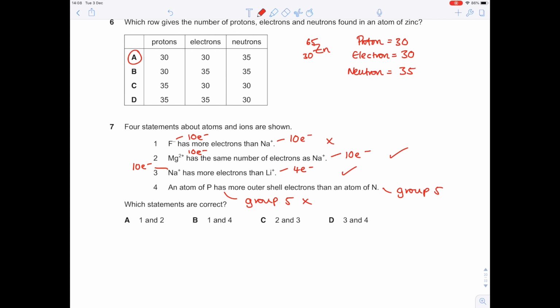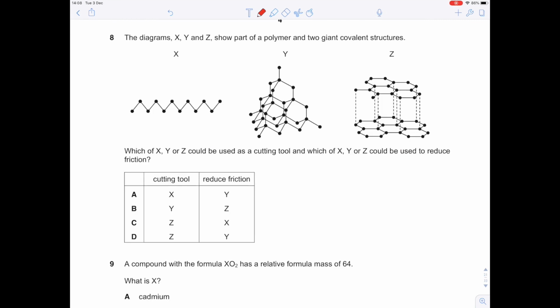So where I've put ticks against 2 and 3, which is C. So the answer here is 7C. The diagrams X, Y, and Z show part of a polymer and 2 giant covalent structures, X, Y, and Z. Which of X, Y, and Z could be used as a cutting tool? Which of X, Y, and Z could be used to reduce friction?